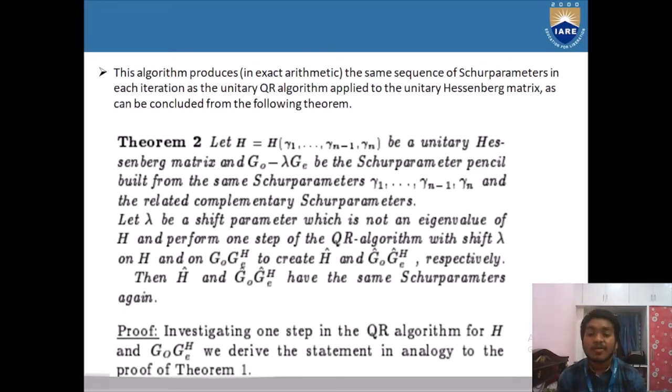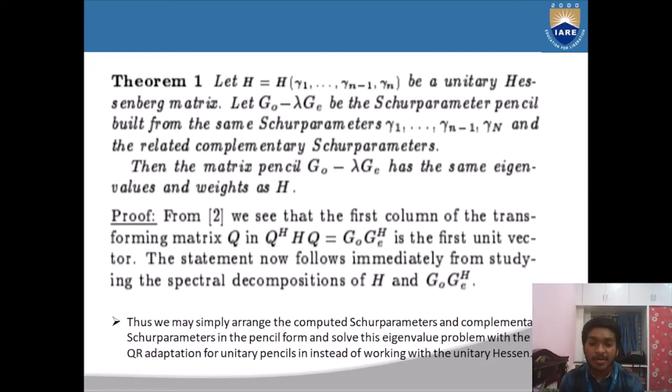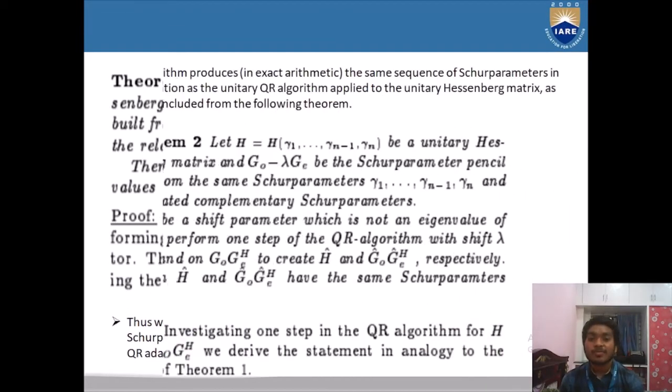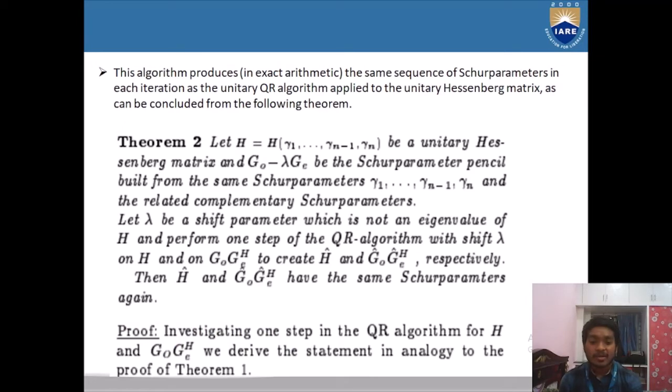Note that the unitary matrices of H and G naught minus lambda G created by the shift parameter lambda have the same eigenvalues as H and G naught minus lambda G. Proof: investigating one step of the pure algorithm for H and G naught minus lambda G, we derive the statement with the analogy to the proof of the earlier theorem. The same proof is applied here. We need to calculate by the QR algorithm.